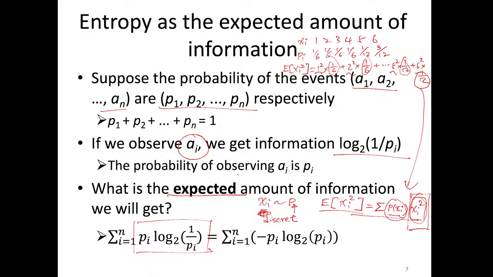Okay, so what's the expected value of information? We have these probabilities here, the pi's, and this is the value, right? The value of information. So this log 1 over pi is negative log pi. So we have this. This is our definition of entropy. Entropy is the expected amount of information we get if we have n events, a1 to an, and their corresponding probabilities are p1 to pn. Okay, you have to memorize this for a moment. Entropy is negative summation pi log pi.